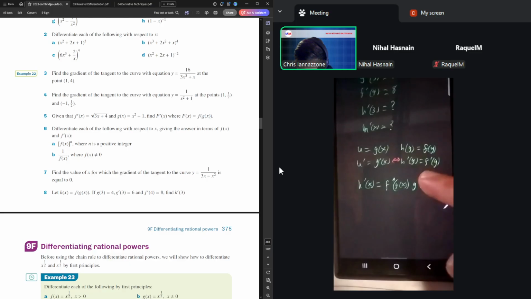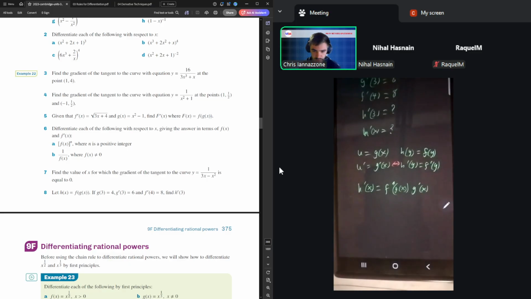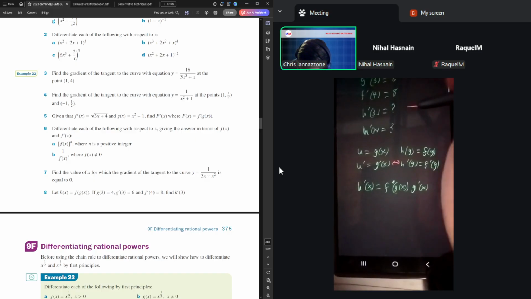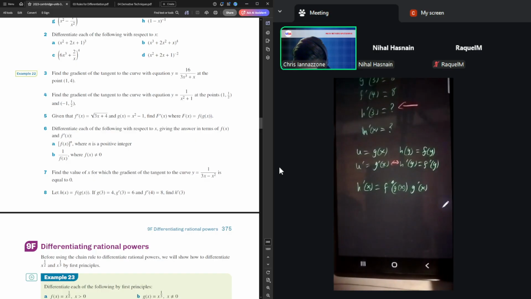What are we going to do with that h dash? Ultimately, our goal is this, finding that.